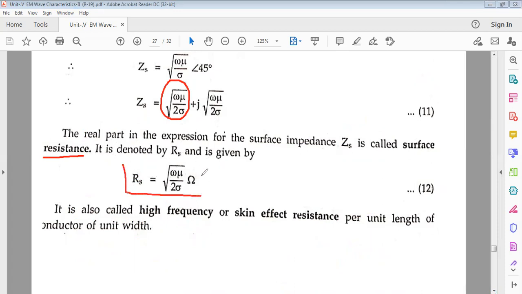Rs is equal to under root of omega mu by 2 sigma. It is also called the high frequency or skin effect resistance per unit length of the conductor of unit width. So remember, my dear students, these are very important for the online.